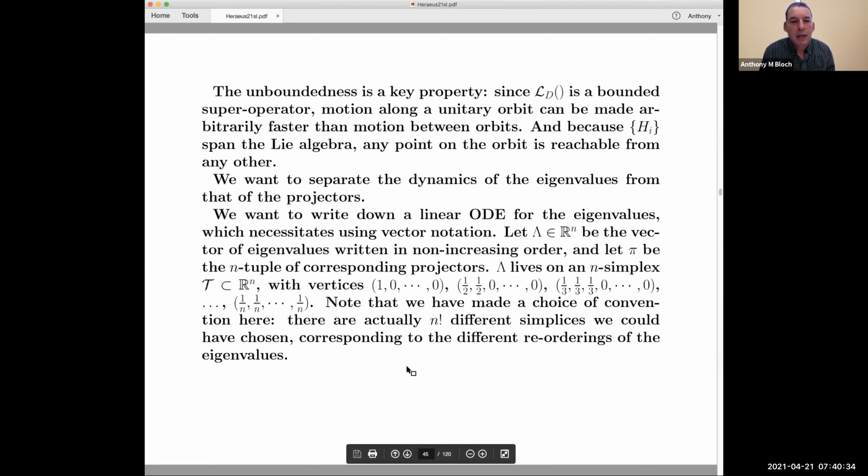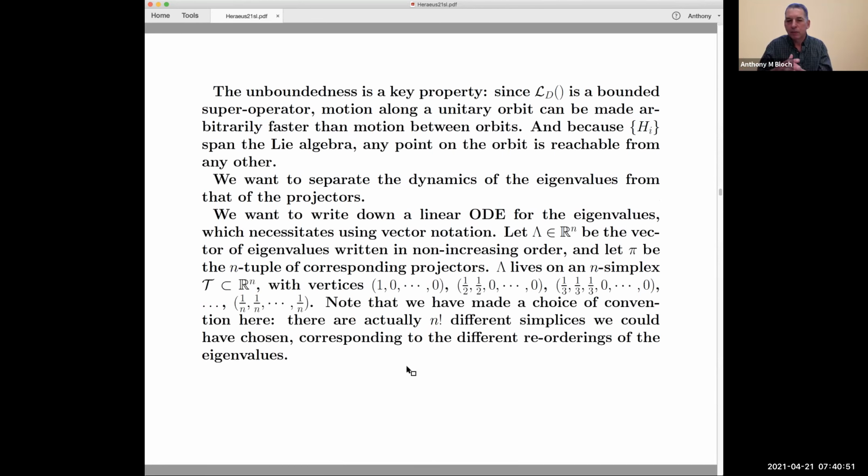In any case, the unboundedness is a key property. That means you can move fast. You can think, so L of t is a bounded superoperator, of motion along the unitary orbit as being made arbitrarily faster than motion between the orbits.